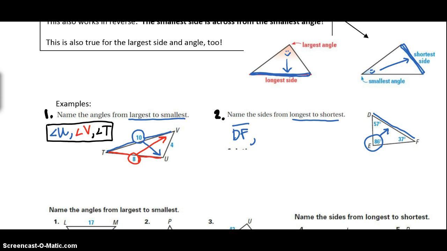Okay, now that we have that, let's do the smallest. What's the smallest angle? 37. What's across from angle F? Side DE. So we know side DE would be the smallest side. Well, what's the only side we haven't talked about? What's the middle length side? What's the in-betweener? It's going to be EF. Okay, so largest to smallest.